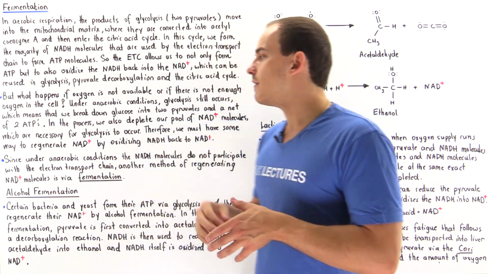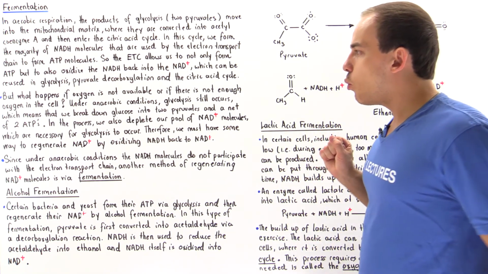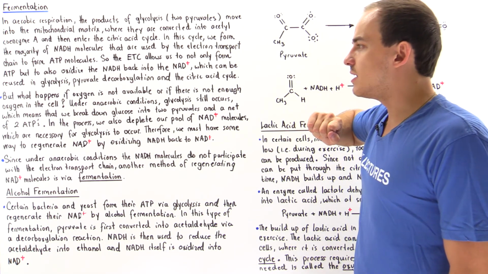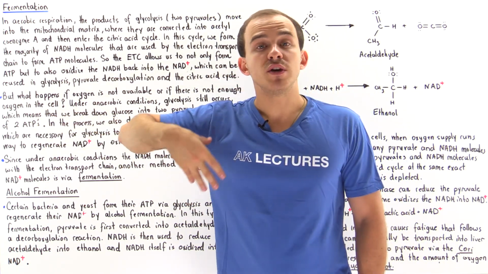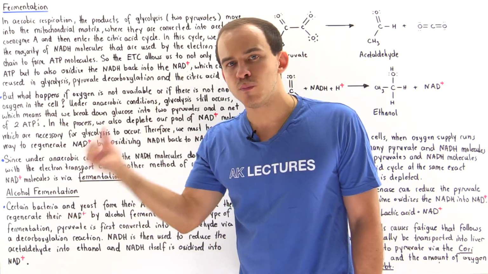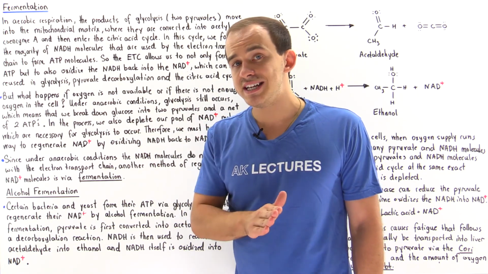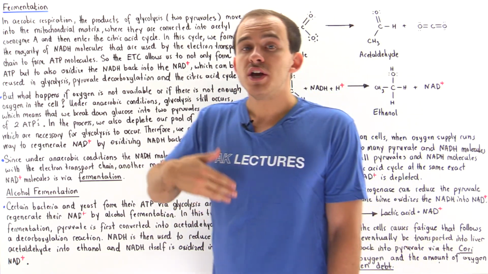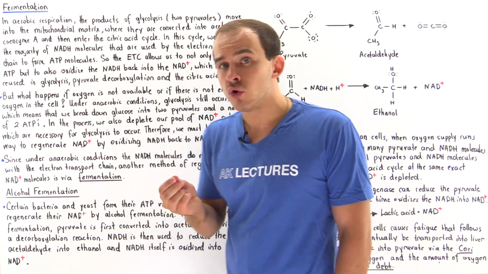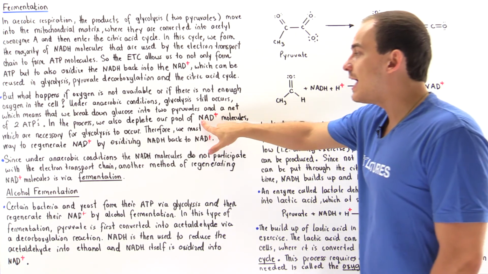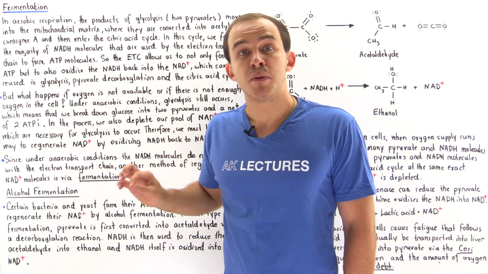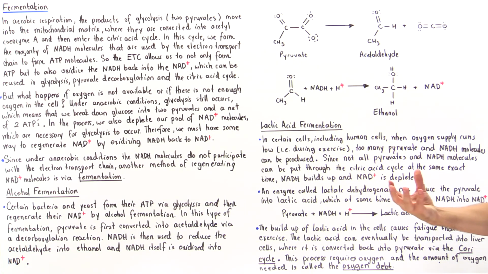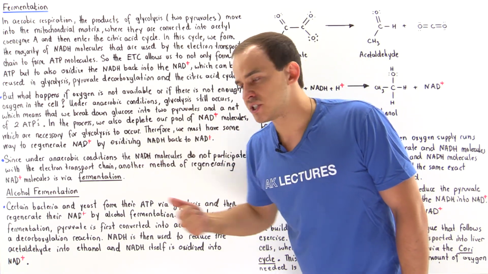And the way that we regenerate these NAD plus molecules that are needed by glycolysis is by the process of fermentation. So once again, under anaerobic conditions, glycolysis still occurs, which means that we break down glucose into 2 pyruvate molecules and produce a net of 2 ATP molecules. In the process, we also deplete our pool, our concentration of NAD plus molecules. But we need these NAD plus molecules for glycolysis to continually take place.